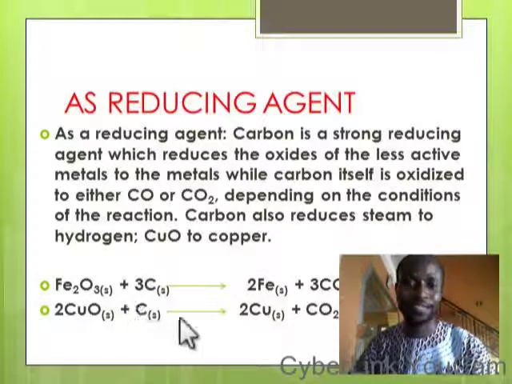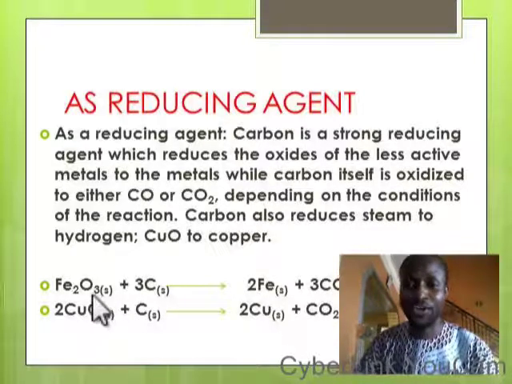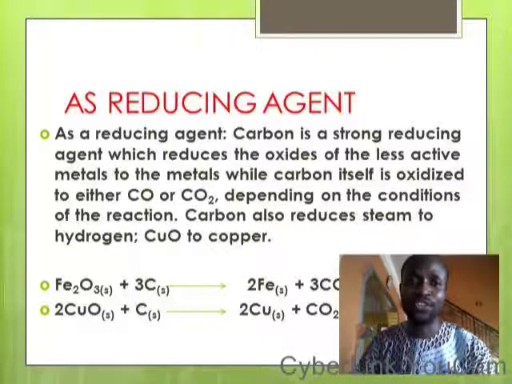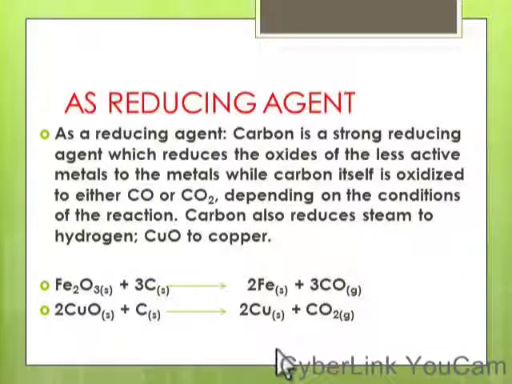A very good example is iron(III) oxide plus carbon. Now it goes to iron and carbon oxide. Here is the case of oxidation of carbon to give carbon(II) oxide. Now, in the case of copper(II) oxide plus carbon, it's also a reducing process. So in this case, carbon becomes the reducing agent and copper oxide becomes the oxidizing agent. Now this one gives copper, and this one gives carbon(IV) oxide.